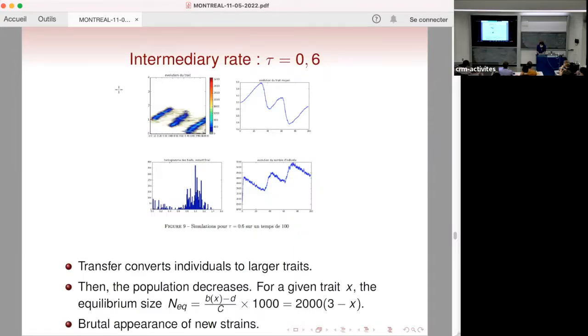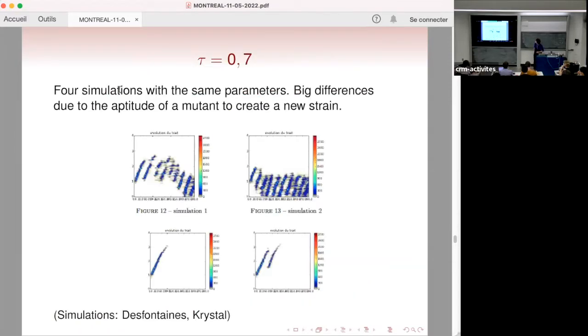What happens when we increase this transfer rate? Here we have this tau, which is 0.7. We have exactly the same setting; there are 4 simulations of the same problem. And you see that you can have either this cyclic phenomenon or the evolutionary suicide. So that means that it's very delicate, because really the fact that you obtain such a picture is related to the fact that you keep individuals with smaller traits alive in your population.